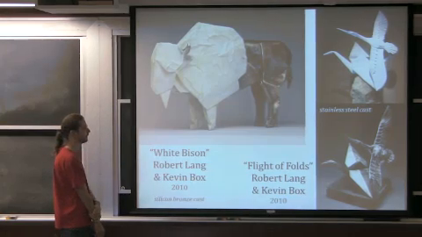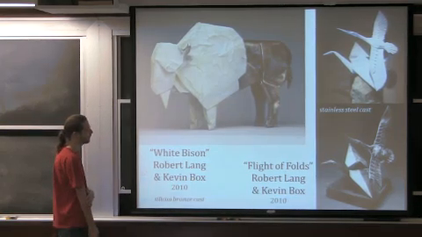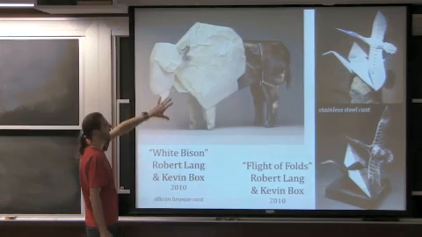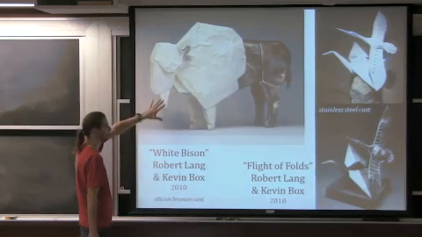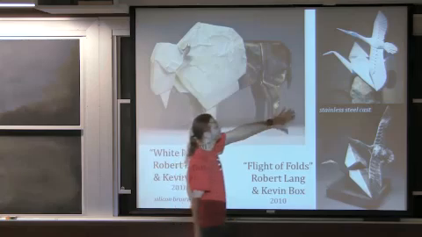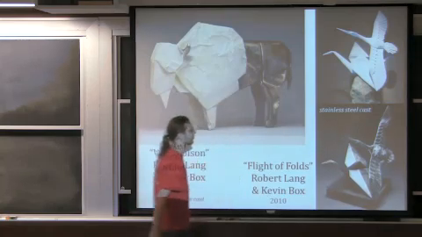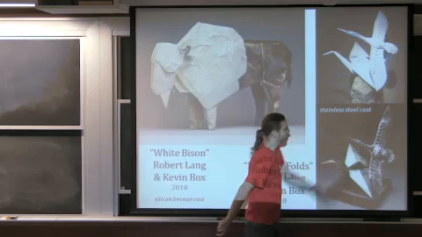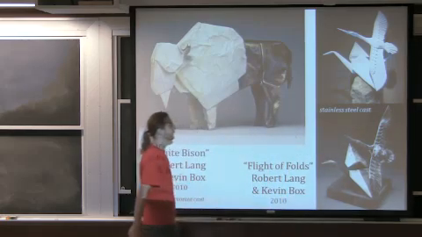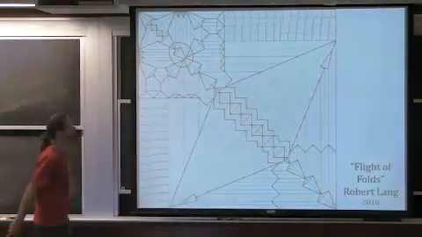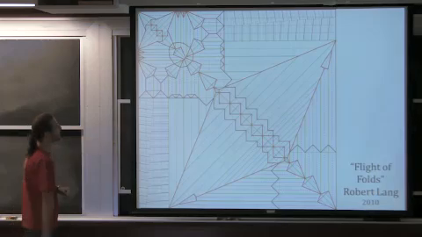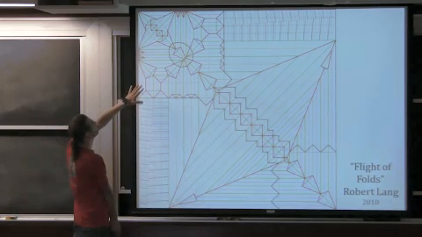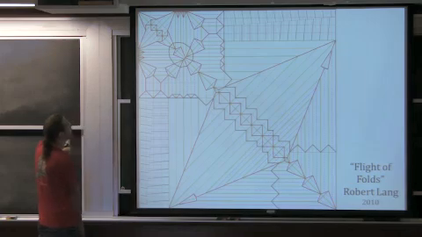So Robert Lang has done a bunch of these with a guy named Kevin Box, where they take a paper model and cast or partially cast it, in this case in bronze, in these cases stainless steel. So this is like a traditional origami crane and a Robert Lang complex crane. And for fun, the crease pattern for those two looks like this. And this is, I think, mostly on a 22.5 degree grid system.